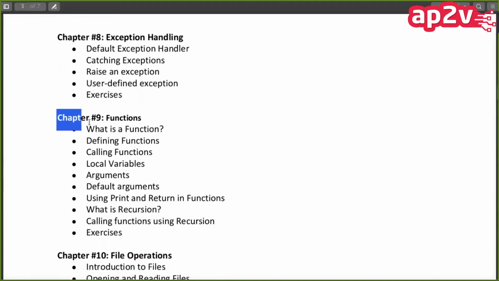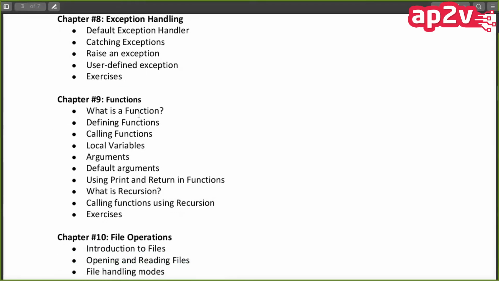In chapter 9 we will learn about functions. What is actually a function? A function is a block of code which only runs when it is called. You can pass data inside a function as a parameter or an argument, and a function can return data as a result if you would like to return data from a function.